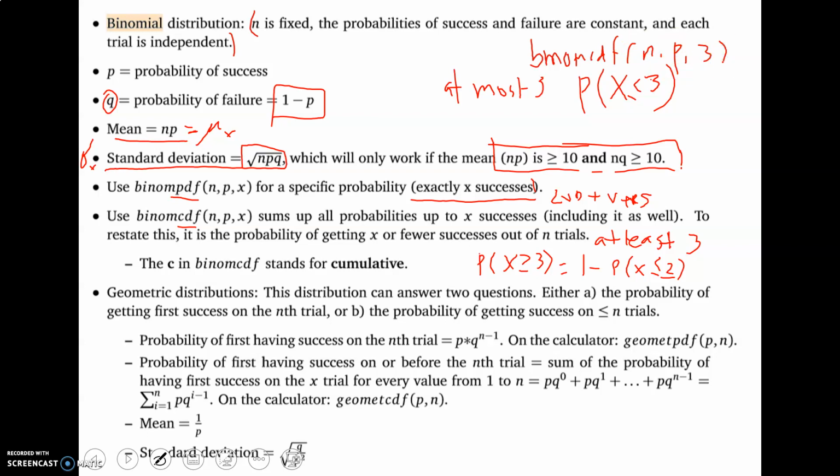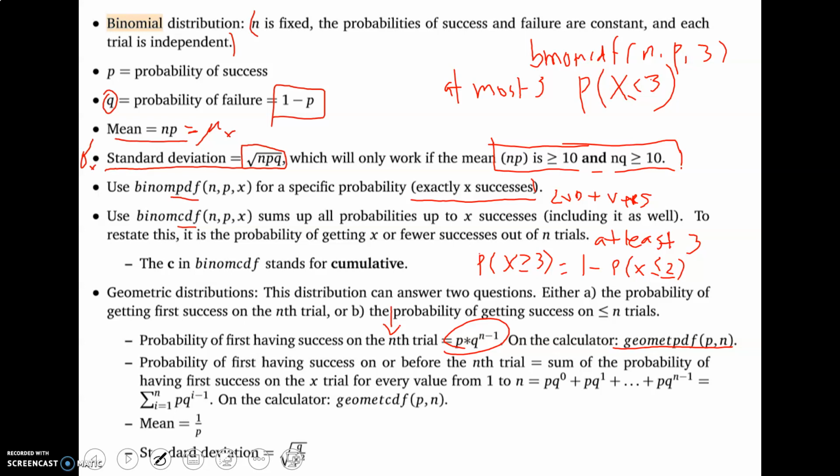Okay. Geometric distribution, it's either getting the first success, right? Because that's basically what it is. And then probably you're getting success on certain number of trial or less. Okay, that's what it is. There are only 2 types of questions, basically what it's saying. So probability of the first having success on the nth trial is this formula, or you can use geometric PDF. So it has to be very specific, like you need to know which number of trial, okay?